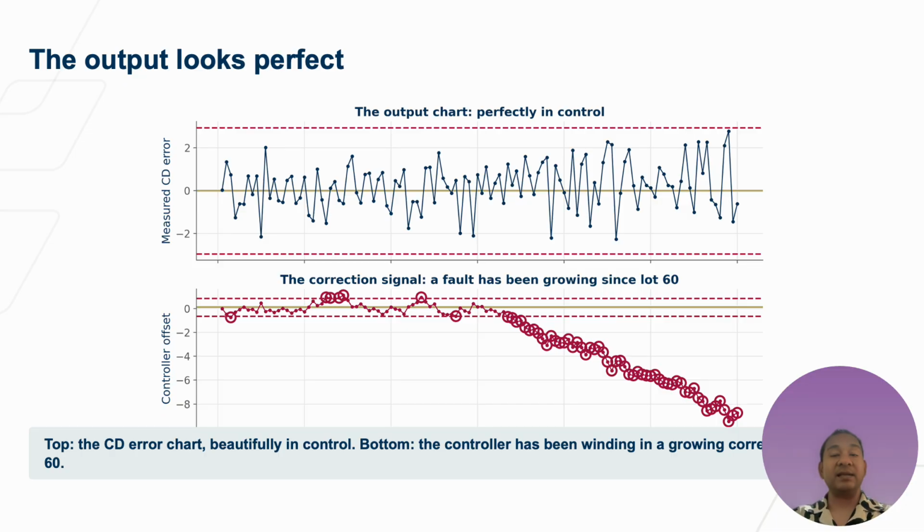The fault is real, and it has been growing for 60 lots, so the output chart has said nothing the entire time. And eventually the controller runs out of range. At that point, the output goes out of spec suddenly with no warning, in a process that has been perfectly in control for months. Failure arrives as a cliff rather than as a slope you can watch approaching.